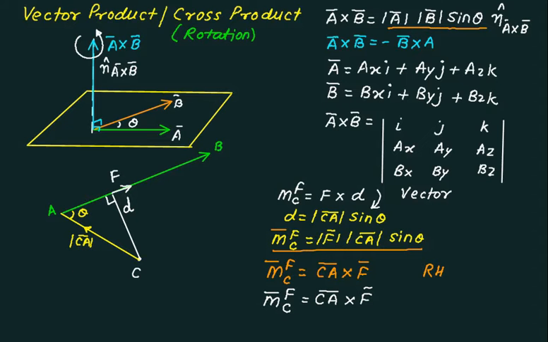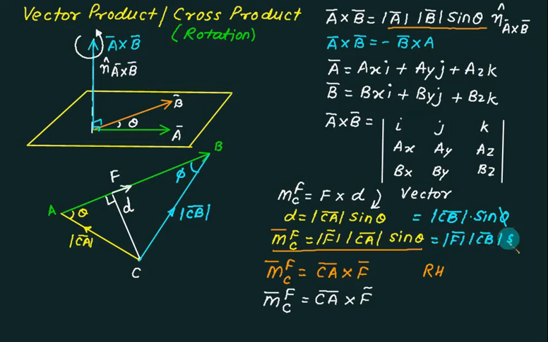You can check this from this figure. If I join this point with this one, then this vector is equal to mod of CB. If I take this angle as phi, then can I write this distance D as mod of CB multiplied by sine phi, and is it the same as mod of F into mod of CB into sine phi? Therefore we can write this term as CB cross F bar.